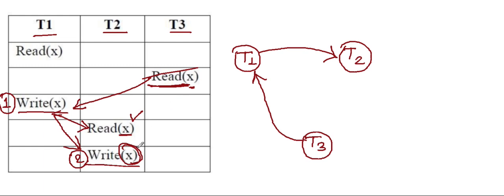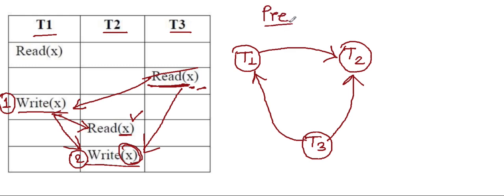Then again concentrate on this X. This is write X in T2, and in T3 we have read X. So again this goes T3 to T2, but we already have T3 to T2, so we need to draw only one arrow. This completes it. For every write, we have to check the previous instructions and the next instructions also. So this is the precedence graph.